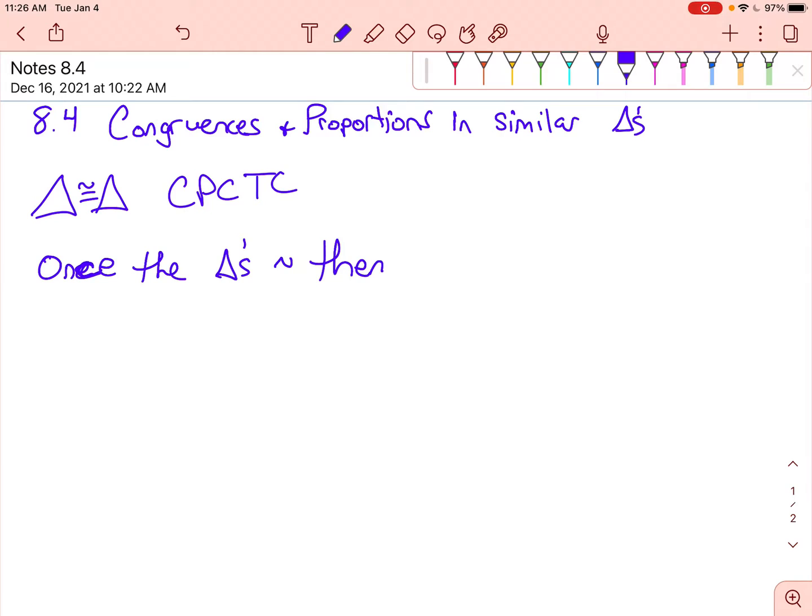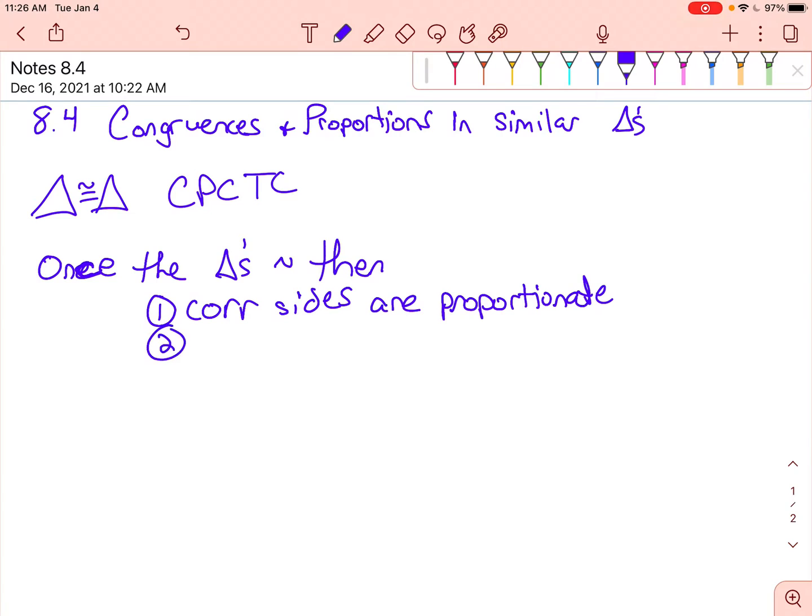Once the triangles are similar to each other, corresponding sides are proportionate. Okay? Once the triangles are similar, then we know that the corresponding sides are proportionate, and two, that all of the corresponding angles have to be congruent to each other. So you first need to prove that the triangles are similar.